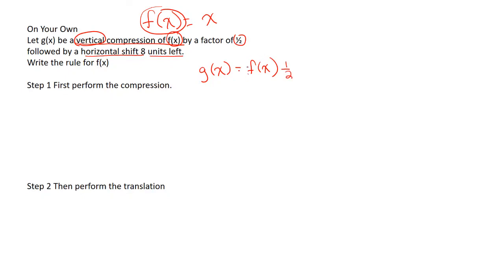So let's substitute for f of x here, which we see is equal to x. So we're going to say g of x is equal to x times 1/2. So g of x so far is equal to 1/2 x. All right, so that's kind of tricky, but not too bad. So now we're just going to keep in mind that this is not really g of x yet, because now it says we want to do a horizontal shift, 8 units left.